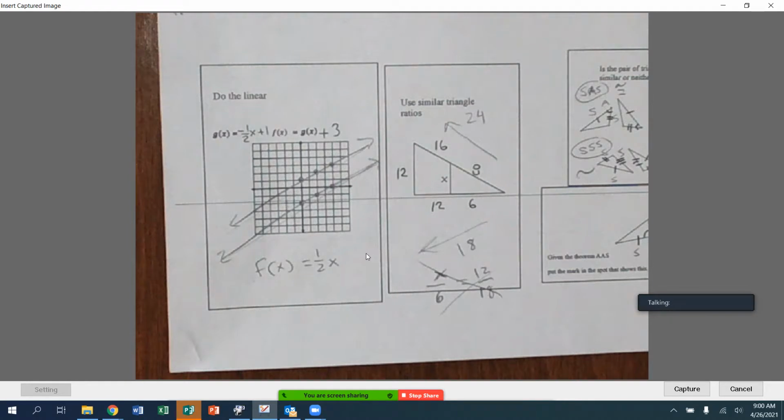Go down? Yep, right 2, down 1. You'll see that people graph this negative 1/2 slope. It's really going right 2, down 1. Okay. So yeah, this is perfect because your graph's perfect.